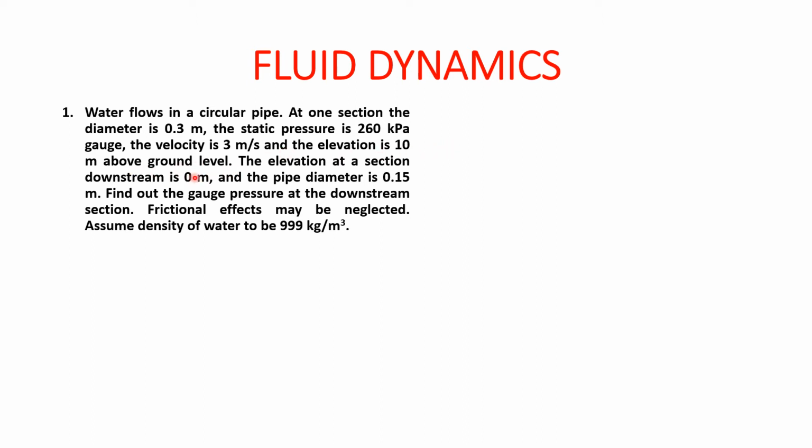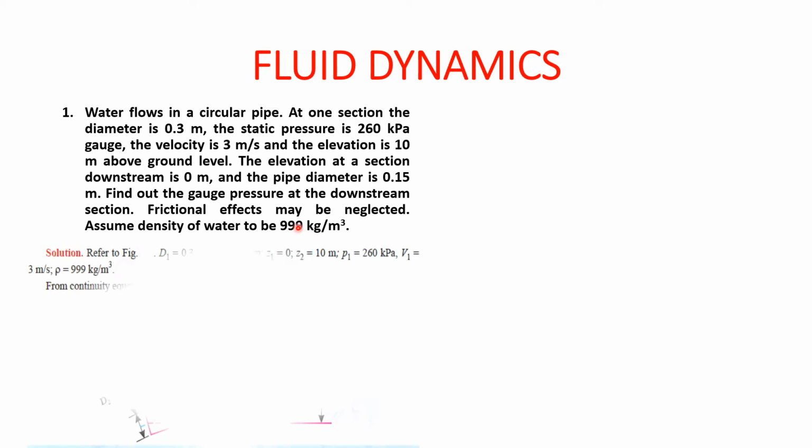Second, the elevation at a section downstream is 0 meters, which means the second section is at ground level, and the pipe diameter is 0.15 meters. Find out the gauge pressure at the downstream section. So we have to find out how much pressure is there at that particular point. Assume the frictional effects are neglected and the density of water is taken as 999 kg per meter cube.